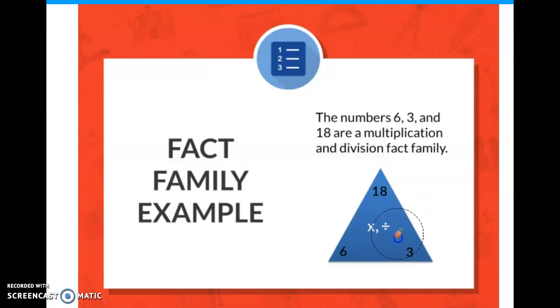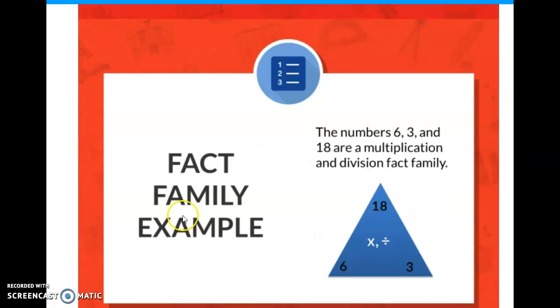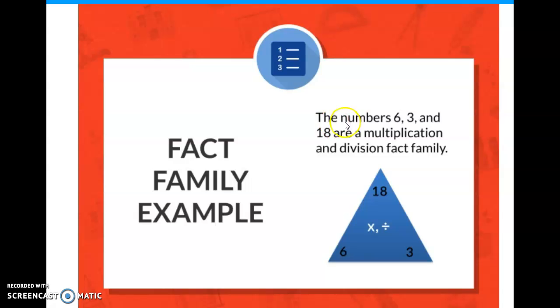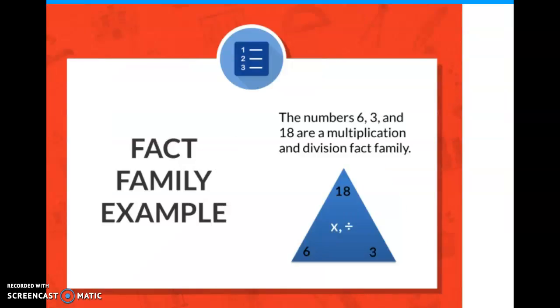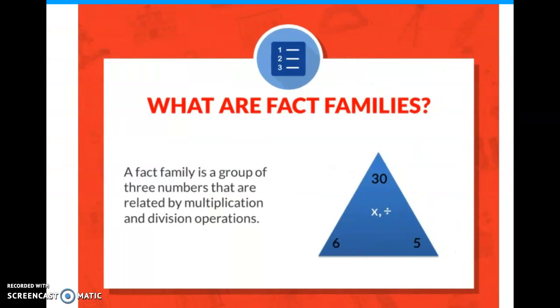So let's keep going. So just a reminder, a fact family is a group of three numbers that are related by multiplication and division operations. And this is the example that they gave us. 6, 3, and 18 are multiplication and division fact families. All three of these numbers are related when you apply them in multiplication and division. So this is what you're going to do in that other one.